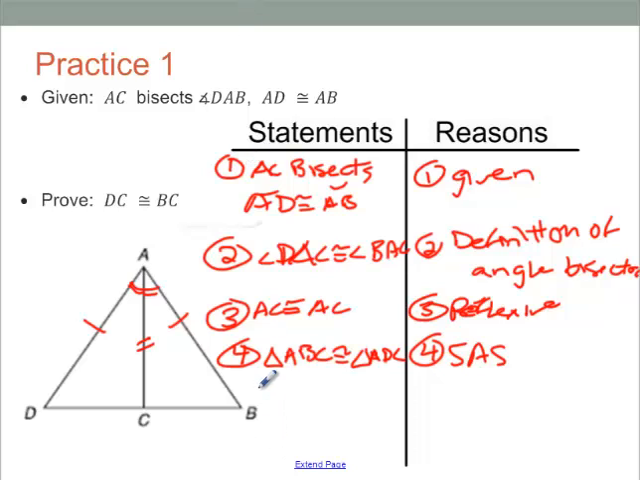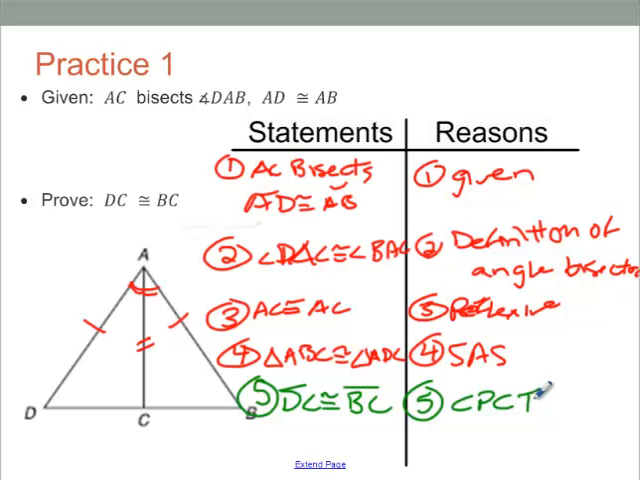And step 5, it's new. Let's come up with a new color. Let's use green. Number 5, because they're congruent, we're going to say DC is congruent to BC. And the reason is because the triangles are congruent, the corresponding parts of the congruent triangles are congruent.